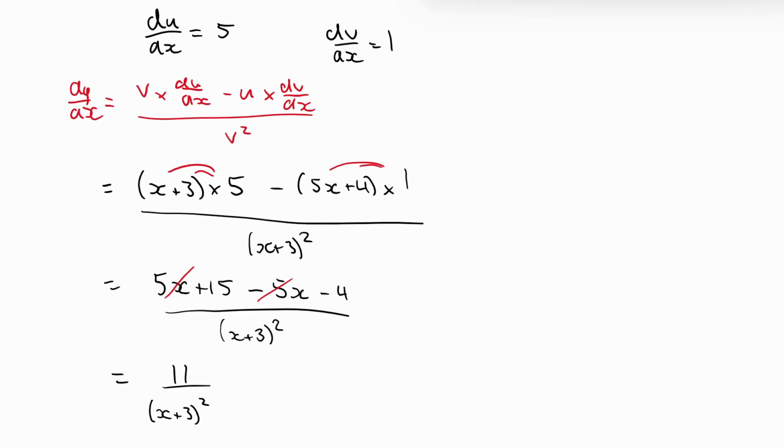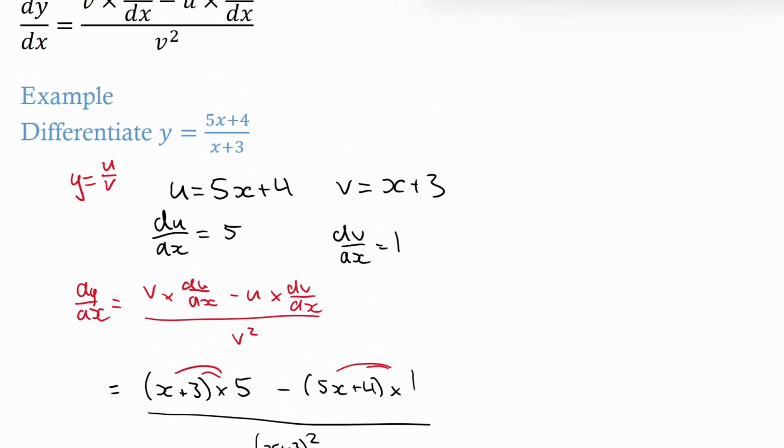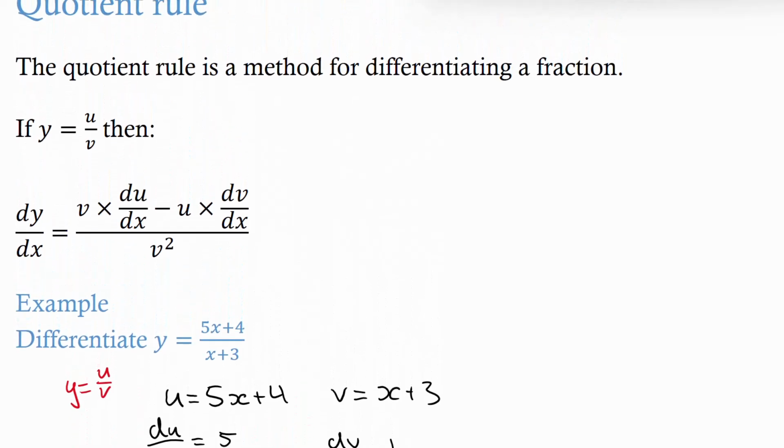All right. So again, with the quotient rule, the most important thing to remember is that it needs to be in this order. It needs to be v times du over dx minus u times dv over dx. It is important to get it in the correct order.